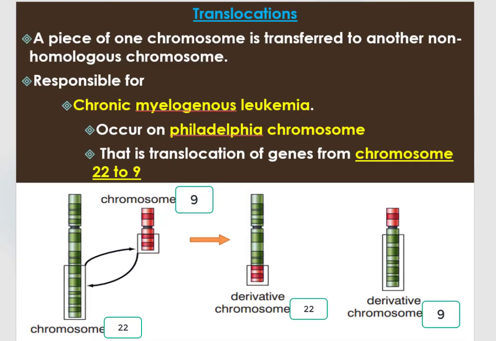In translocation chromosomal mutation, a piece of one chromosome is transferred to another non-homologous chromosome. These types of chromosomal mutation are responsible for the occurrence of chronic myelogenous leukemia. Chronic myelogenous leukemia due to translocation mostly occurs on the Philadelphia chromosome. That means this can happen when genes translocate from chromosome 22 to 9.